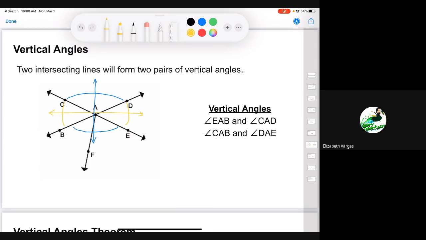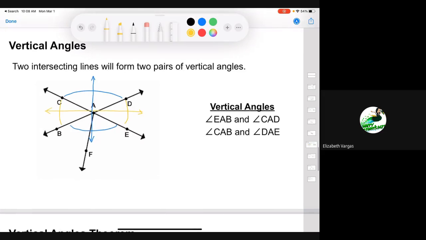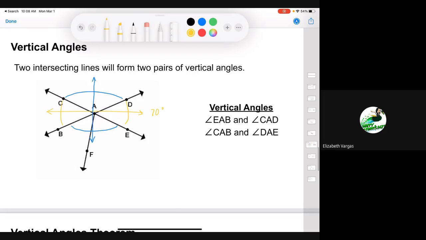So say that I knew that EAD was equal to 70. Well, because its vertical angle is CAB, this would also be equal to 70. Say I knew this was equal to 210. Actually, let me change it. 110. Then this would also be equal to 110. Okay.